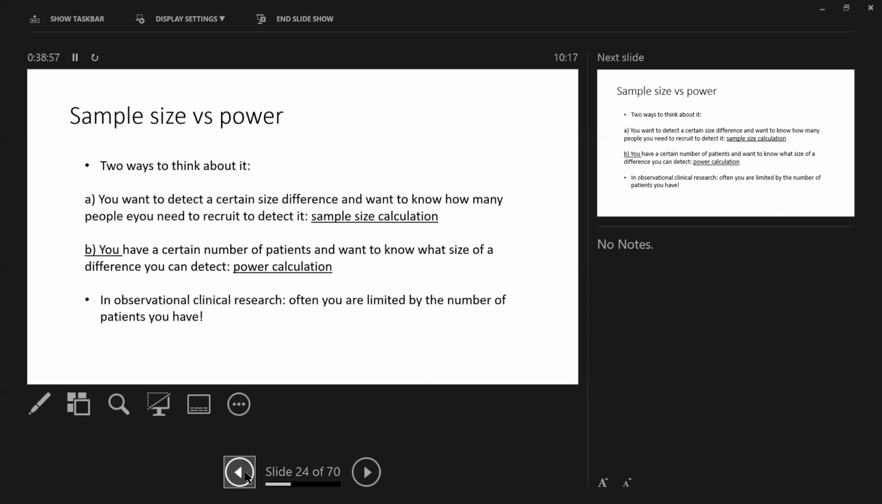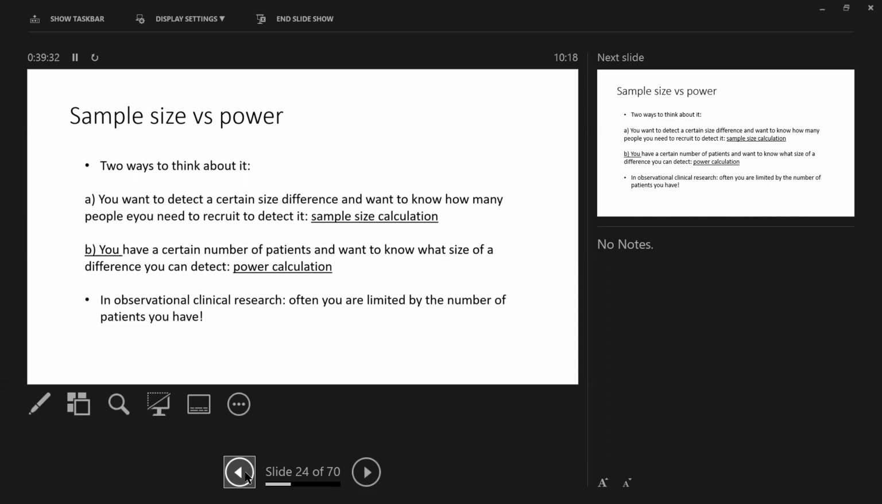You can say, well, I want to detect a certain size difference between my two groups. And if you know that, you can calculate how many people you need to recruit to achieve that. Or it could be the other way around, which is more common in clinical research, which is, these are the patients I have. You know, you have your clinic, you can't recruit more people than you have. You know, you have 25 breast cancer patients, that's what you have. What can I detect with that? And that is called a power calculation.